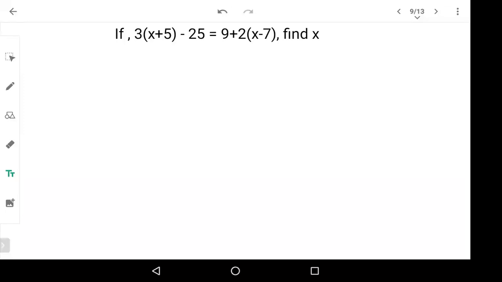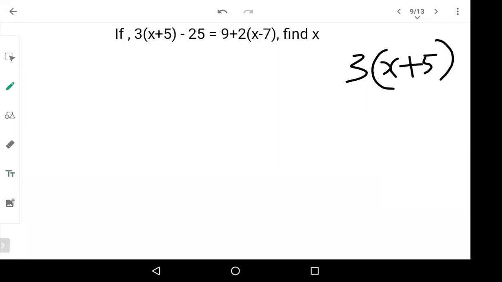So this was the problem which was given as homework, right? So let us solve this first quickly and then we will go for the next question. Now here the first step for us is to take out the brackets. You are supposed to remove the brackets. So the first expression is 3 into x plus 5.